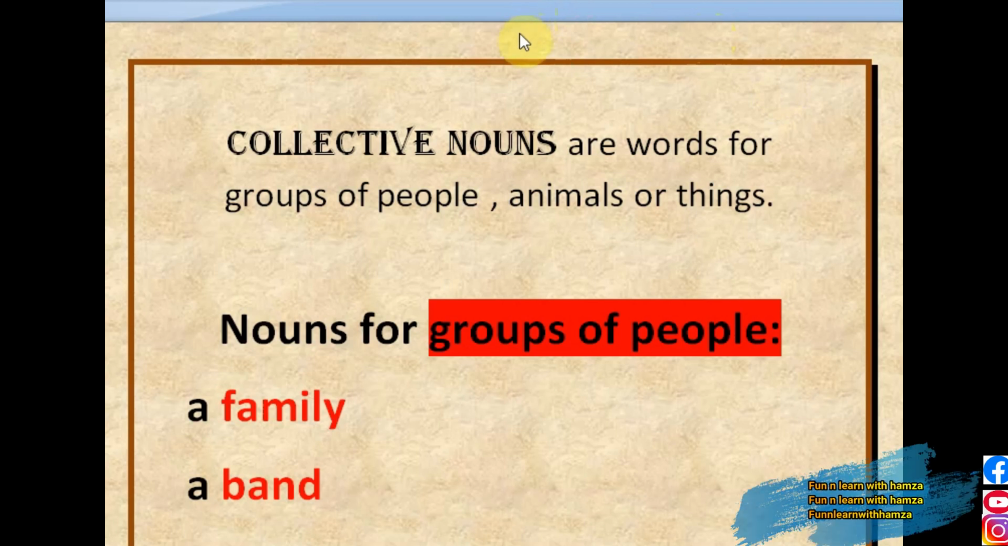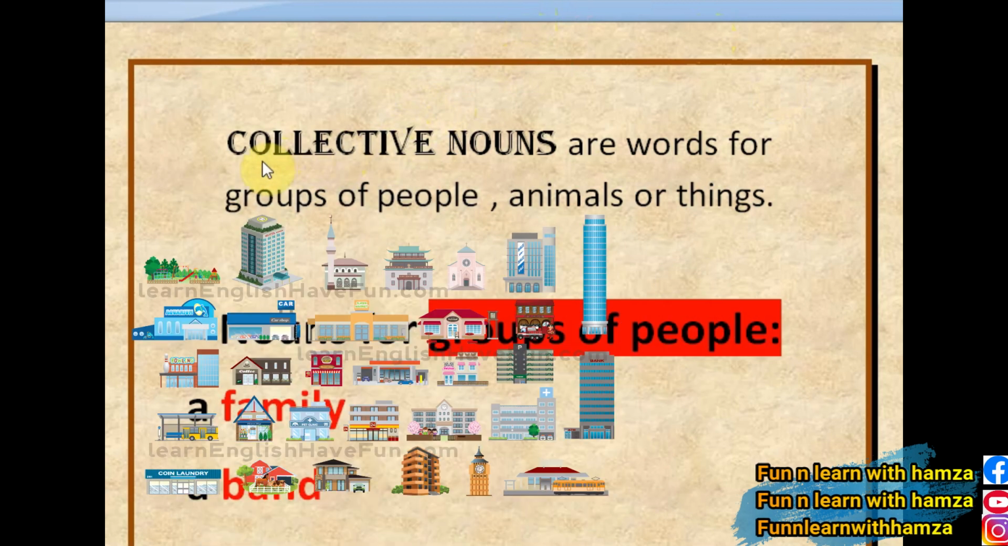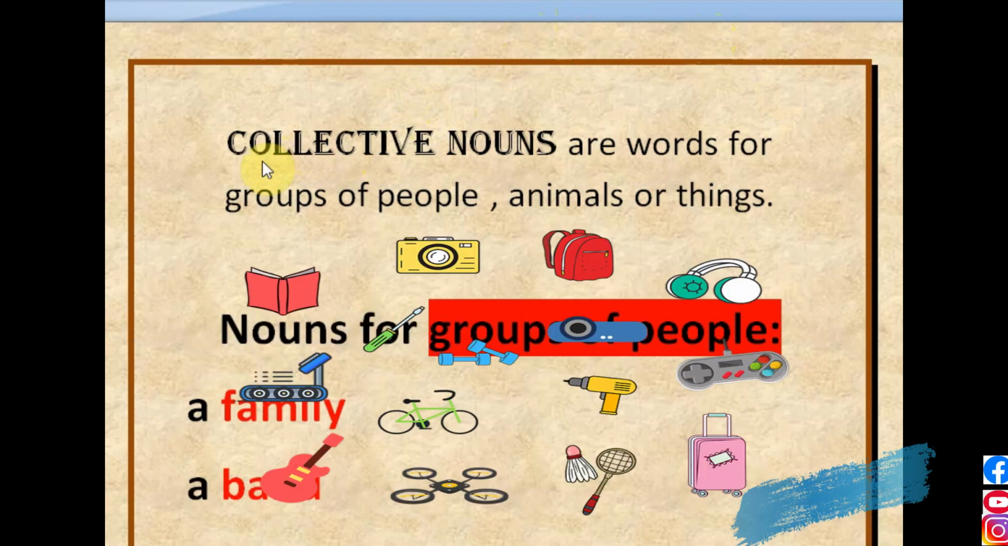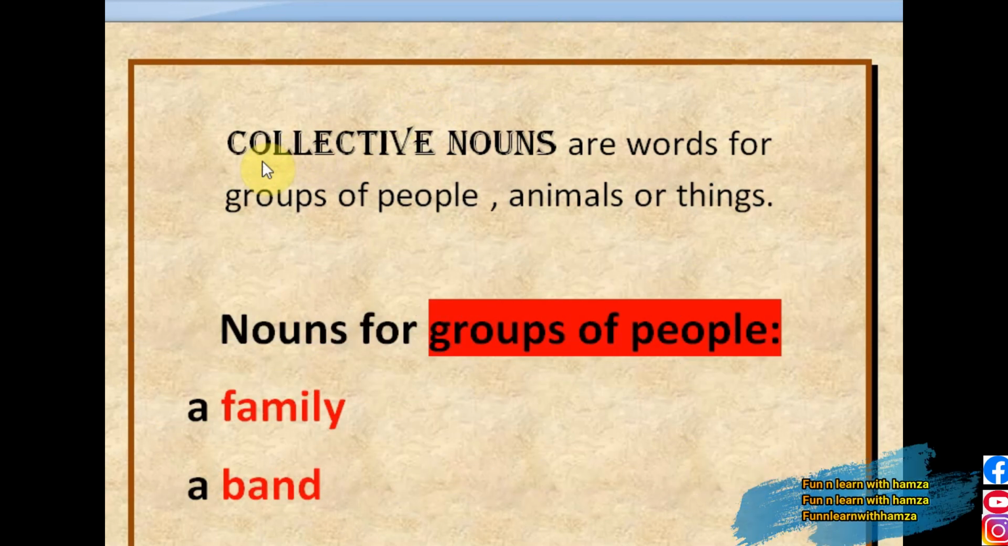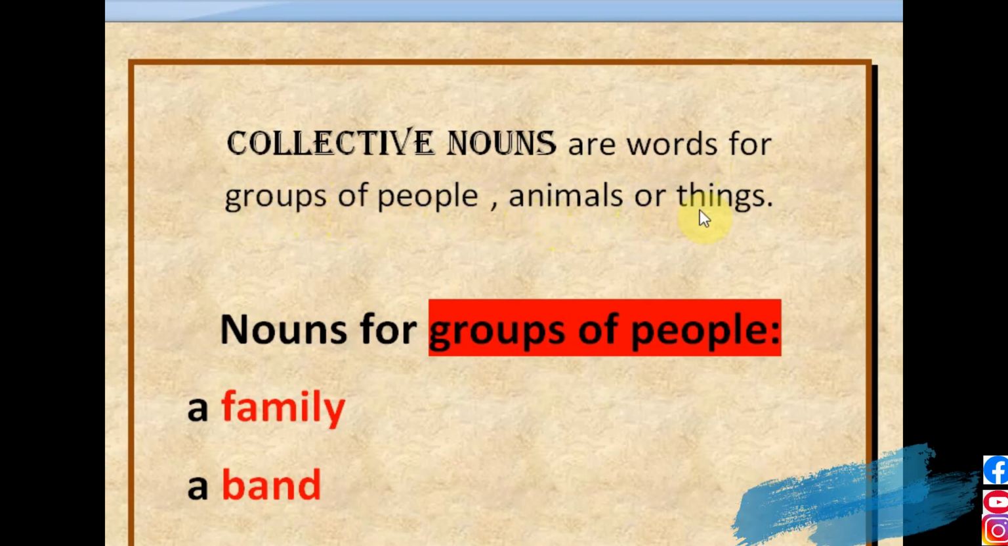Hello everyone, this is going to be the next video on nouns. As you all remember, nouns are names for people, places, animals and things. Today we are going to talk about collective nouns. Collective nouns are words for groups of people, animals or things.